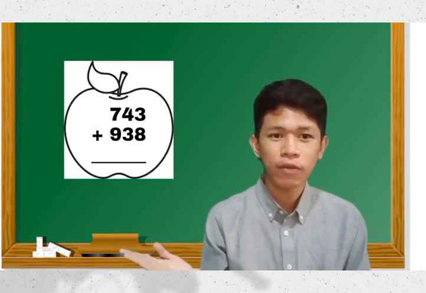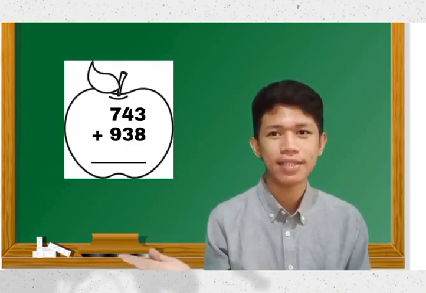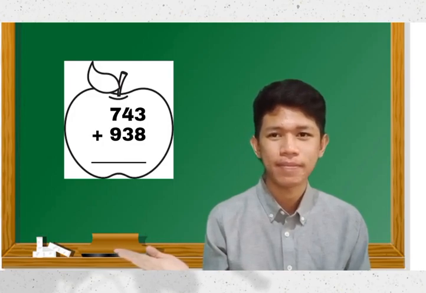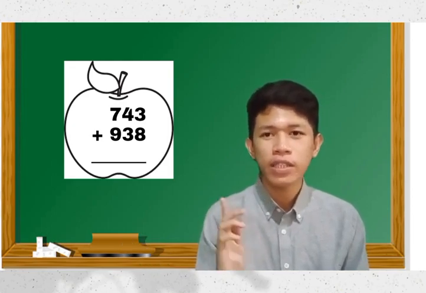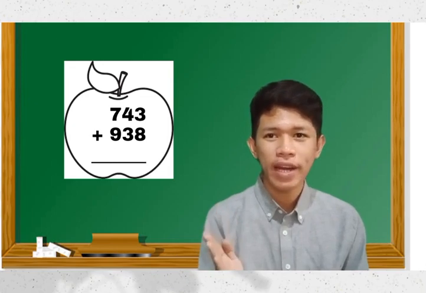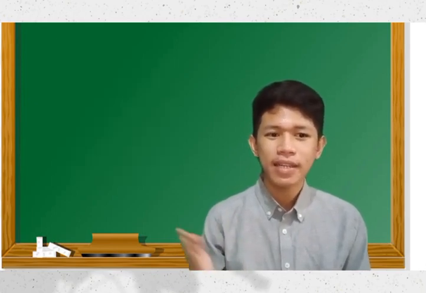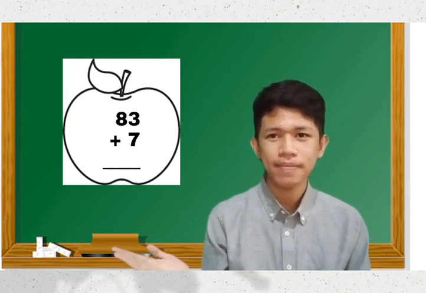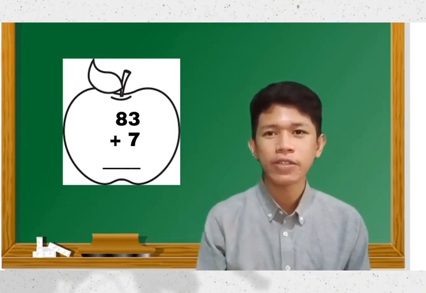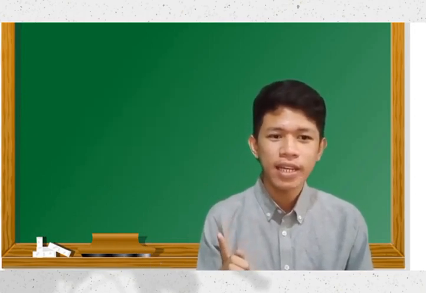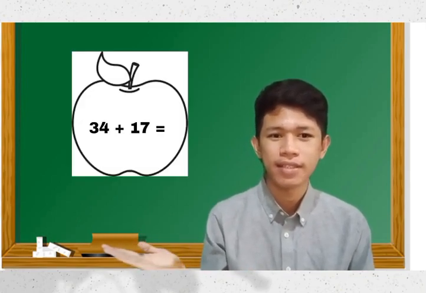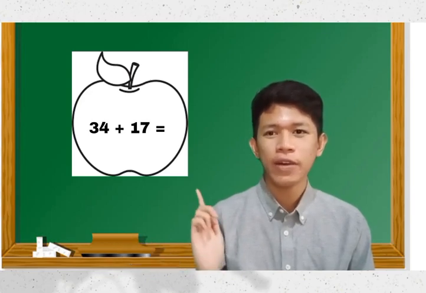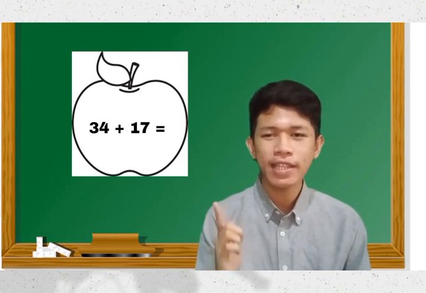Next is 743 plus 938. Okay, if your answer is 1681, that was correct. Third is 83 plus 7. Okay, if your answer is 90, very good. Next is 34 plus 17. If your answer is 51, very good, you got it right.